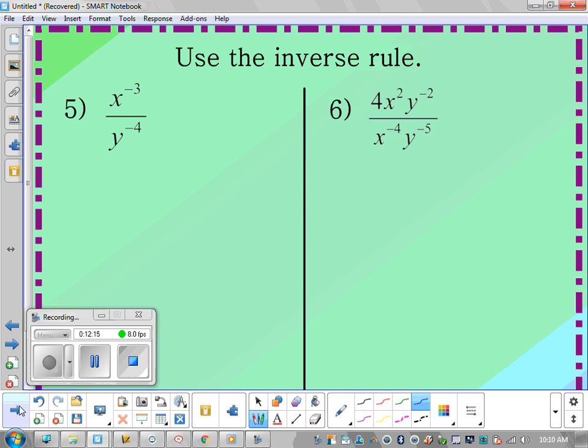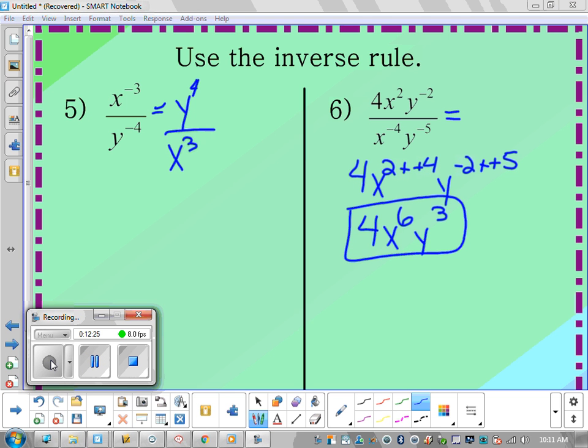Take a moment, look at questions 5 and 6, work on them, pause the video, come back and check yourself and make corrections as needed. So when you look, how did you do? Did you get y to the 4th over x to the 3rd? They both had negative exponents, so they both needed to take the inverse and flip themselves. Now they are positive exponents.